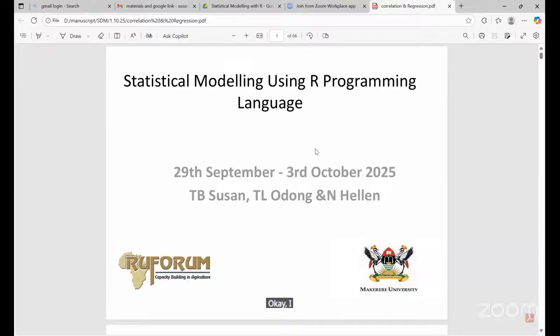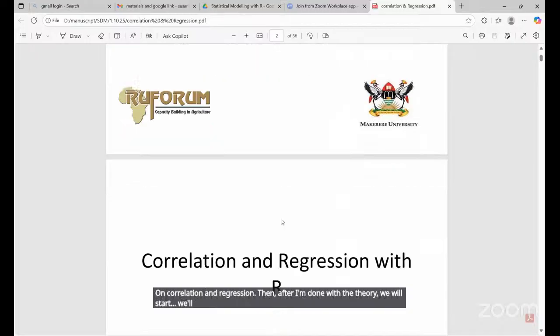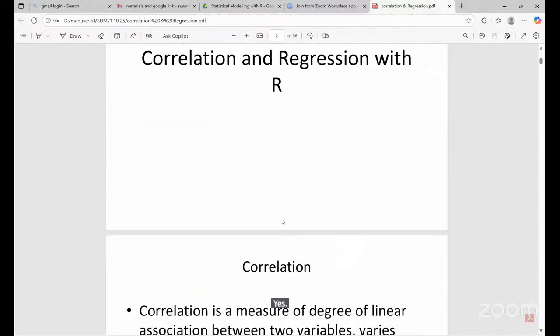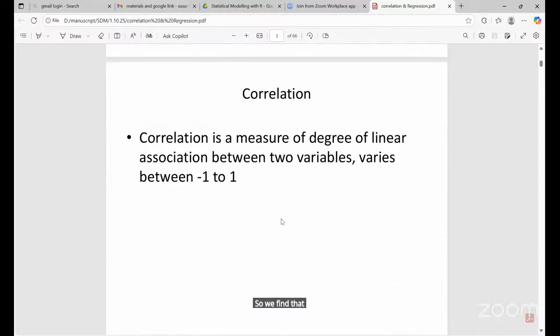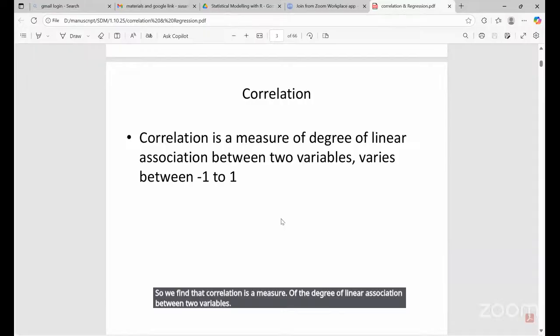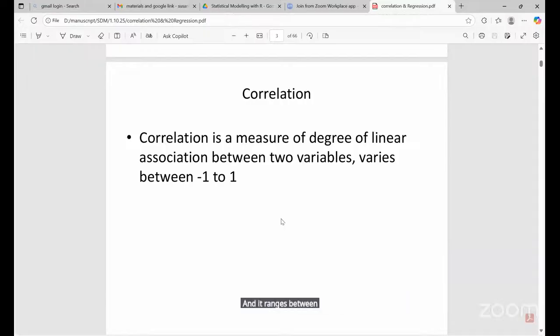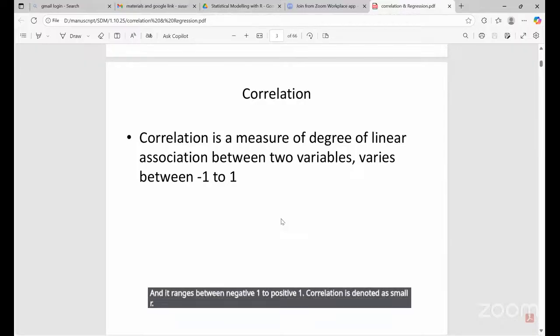Okay, I think we are good to go. So we are going to have a bit of theory on correlation and regression. Then after we've done with the theory, we will do the practicals. So we find that correlation is a measure of the degree of linear association between two variables. And it ranges between -1 to +1. Correlation is denoted as small r or lowercase r.